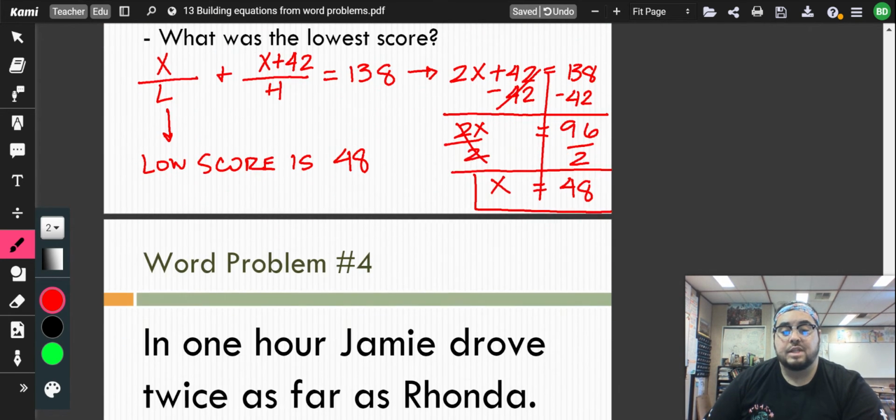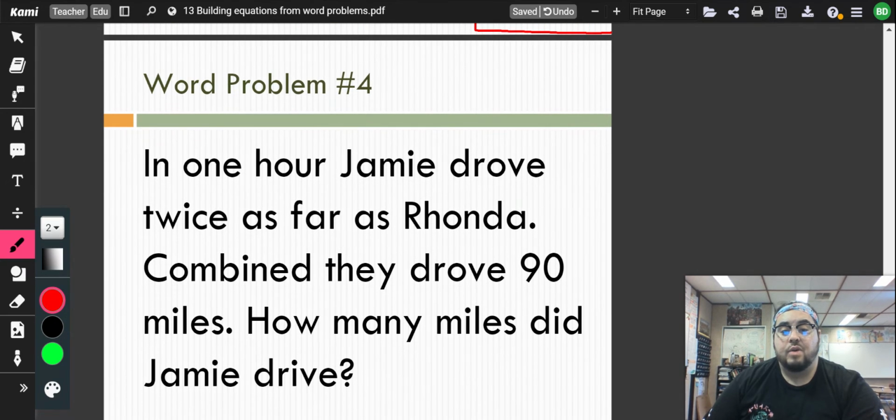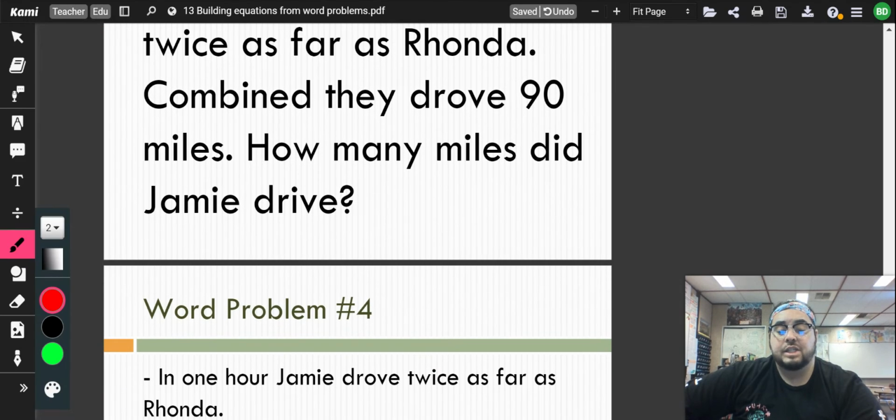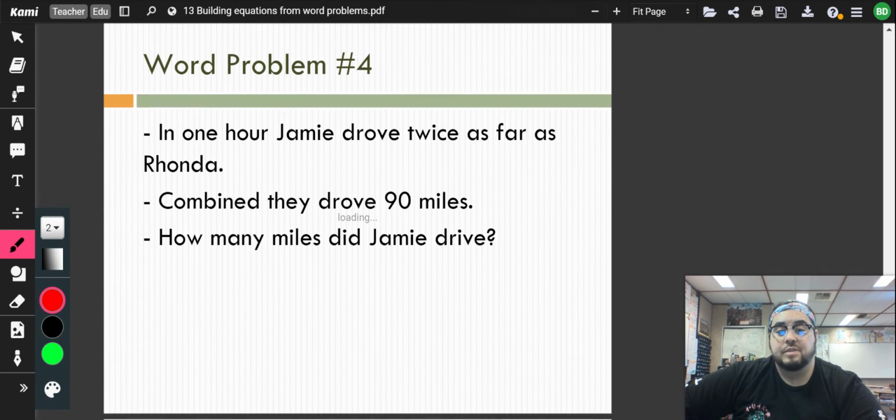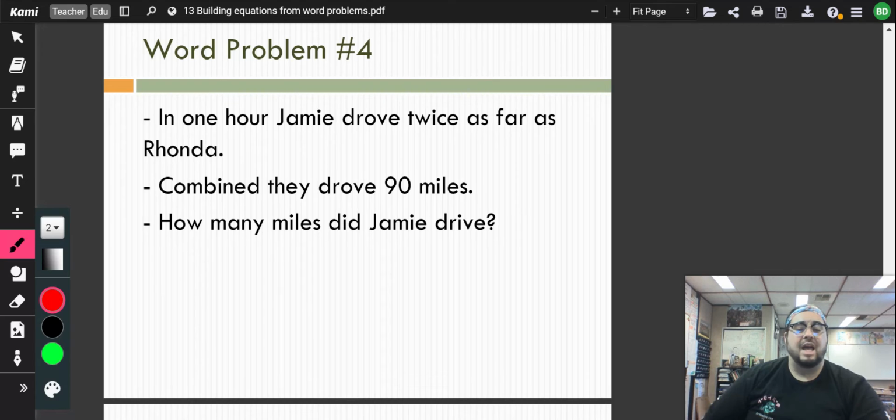Going to be very similar to this one. In 1 hour, Jamie drove twice as far as Rhonda. Combined, they drove 90 miles. How many miles did Jamie drive? So this is the kind of problem, again, where you have two values you're not really sure of. There are two unknown factors in this problem. We also have this concept of time, but time in this problem doesn't matter. So in 1 hour, that doesn't mean anything to us. That's just a limiting factor.